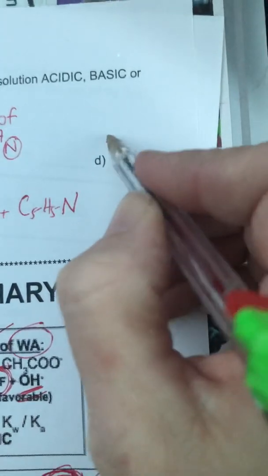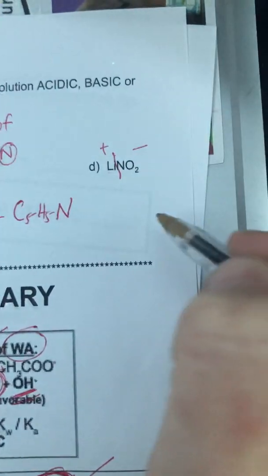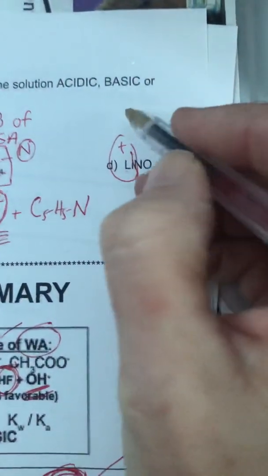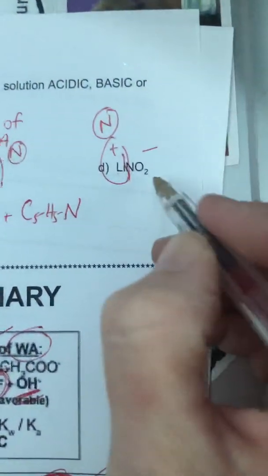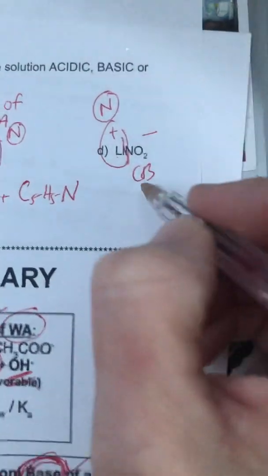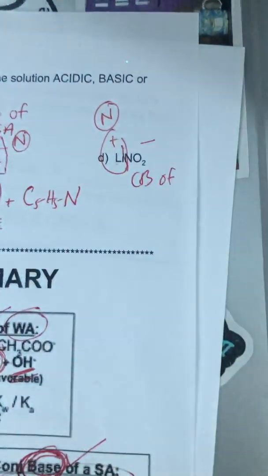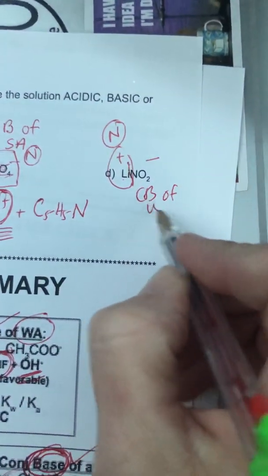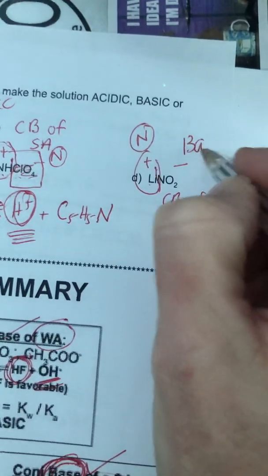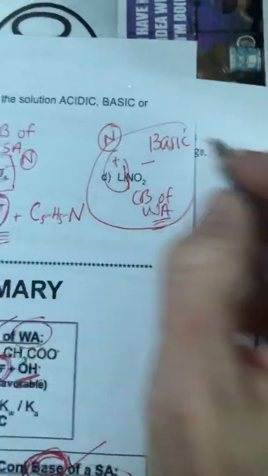Okay, and finally, the last one. LiNO2, so this is Li plus, NO2 minus. All right, what do we see? Li, low charge metal. Bam! So that's neutral. NO2 minus, well, it's a conjugate base. Conjugate base of, well, NO2 is not from one of the big six, so that's of a weak acid. So that guy's going to make the solution basic. Okay? So there you go.